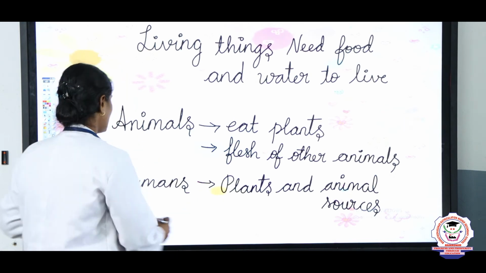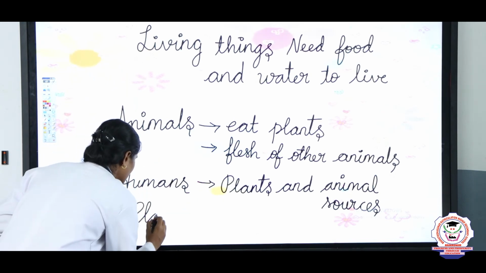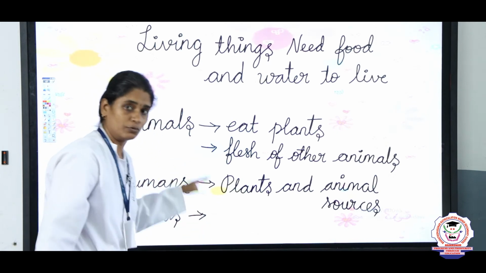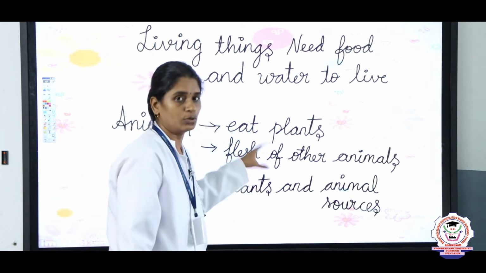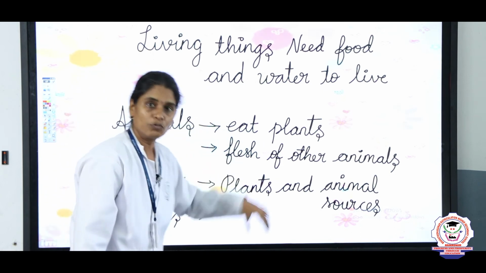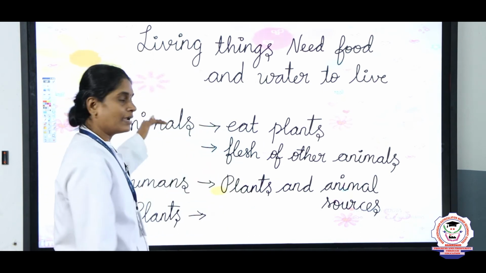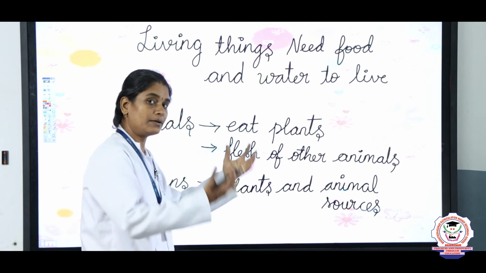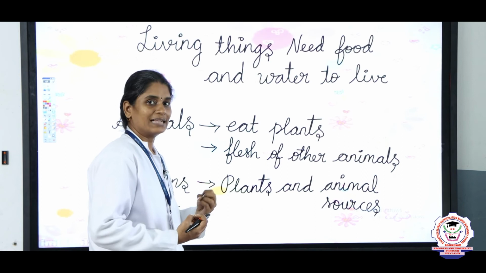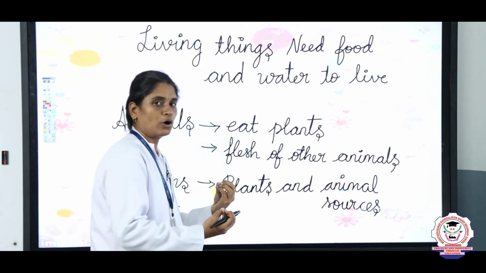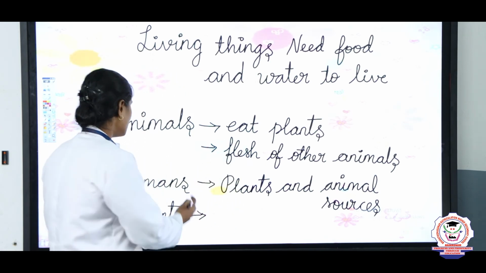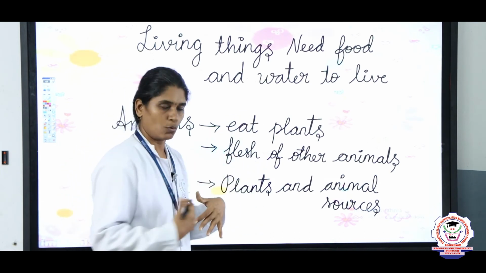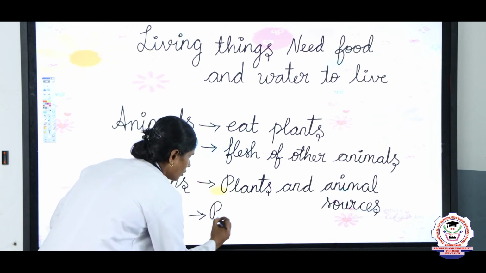But if you take plants, they also need food and water to live, and they prepare their own food. If you take animals or human beings, we do not prepare our own food, even though we need the raw materials from the plants and the meat products from the animals, right. But plants are the only things that produce food on their own.